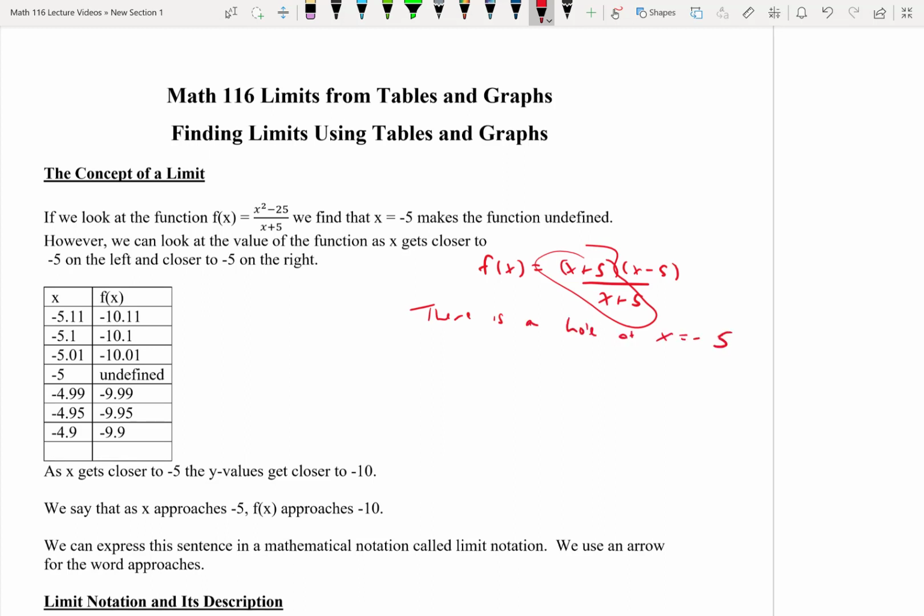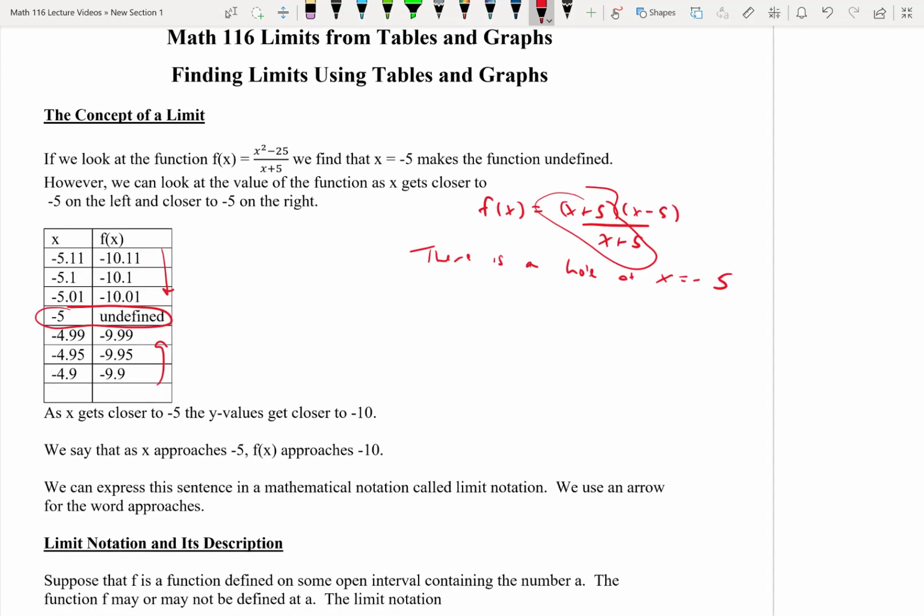At x equals -5. So we're going to explore what's happening to y as x gets closer and closer to -5 on the left as well as the right. So I created a table of values, and -5 is not in the domain, it makes the function undefined. And I picked values slightly smaller than -5 and slightly larger than -5 to see what's happening to y as we get closer and closer to -5 for x. And I see as x gets closer to -5, the y values get closer to -10. We say that as x approaches -5, f of x approaches -10.